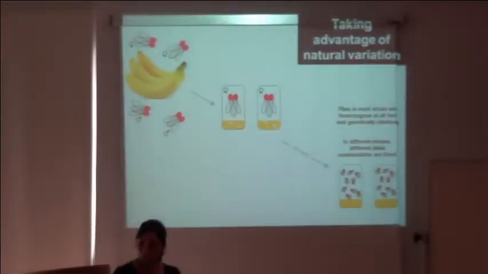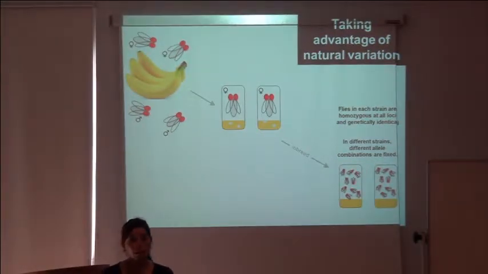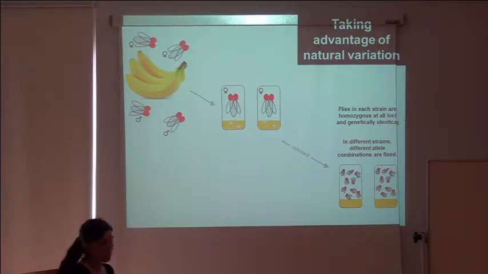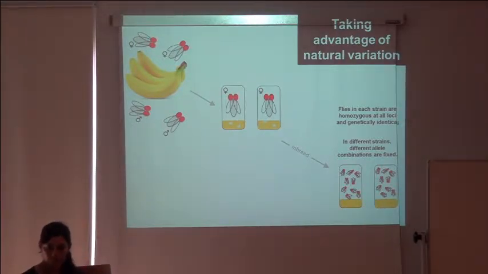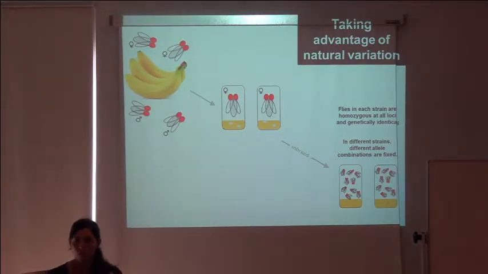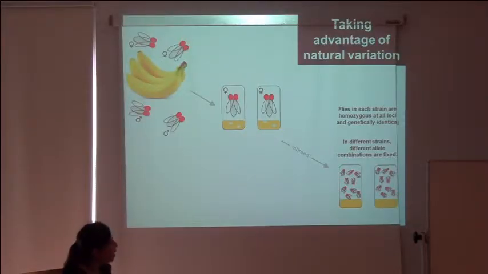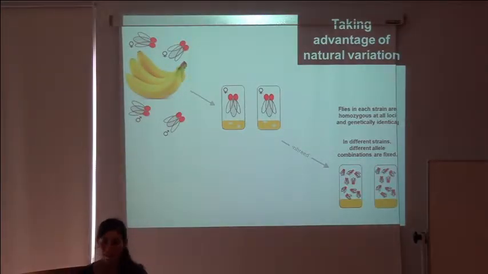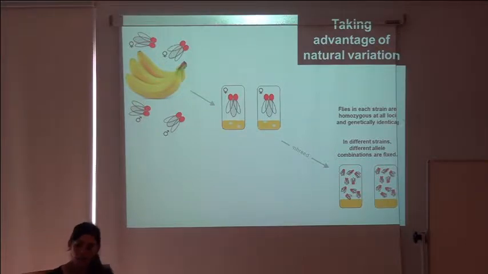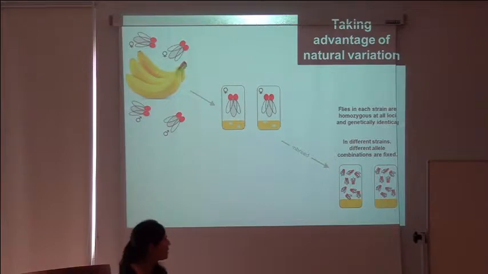When you say inbreed, you mean you go through balancers and stuff, or you simply let them? You just let them, yeah. So they're not exactly identical. Well, within one bottle, they're identical. You do it so long that finally, if you check them with markers, then you will see that they are all homozygous. It's almost all of them, and they are really also identical. But you have to do it for a really long time. I think they did it for 20 or 40 generations.